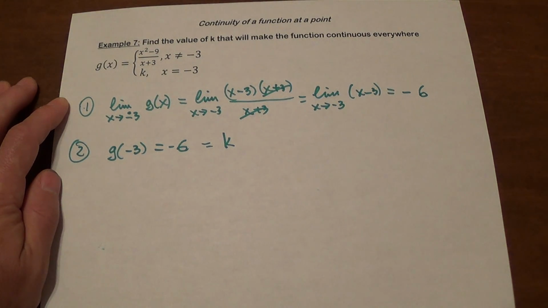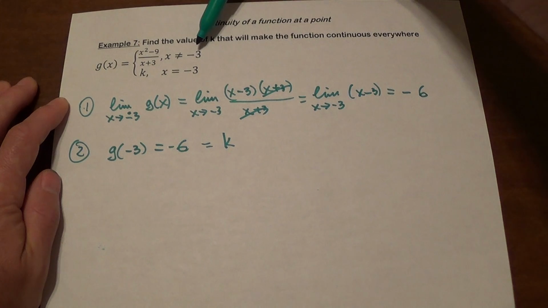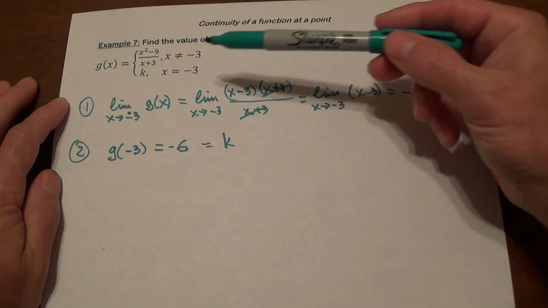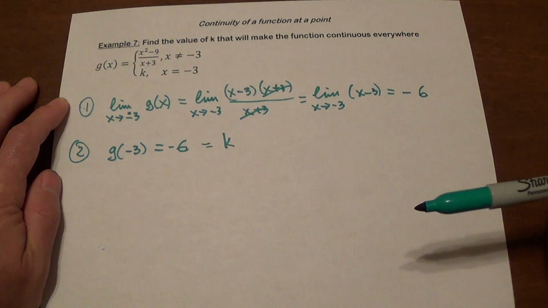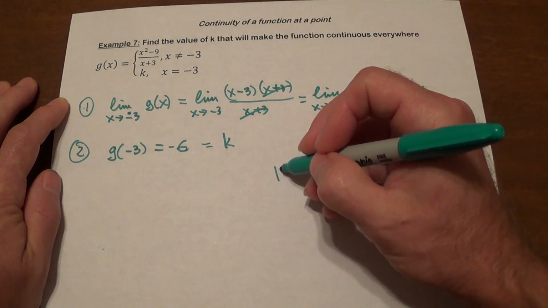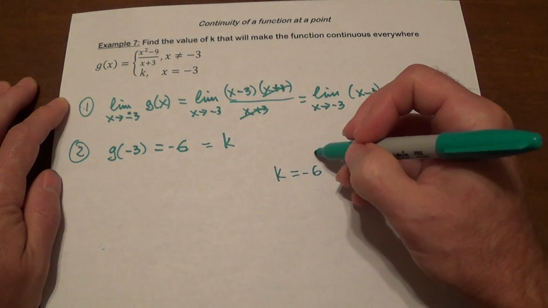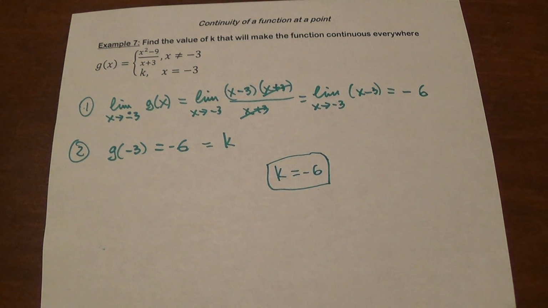Okay? So what's going to happen is if k is -6, then since the limit of g of x as x approaches -3 is -6, and the value of the function is going to be defined as -6, then the function will be continuous. Any other value of k, it's not going to work. So our answer here is going to be k equals -6. Okay? And I hope this helps. See you next time.